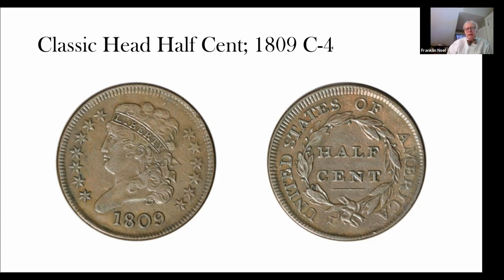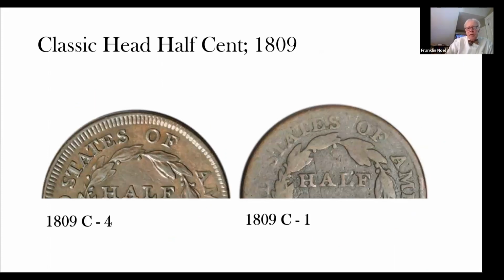If you find an 1809 half-cent where this high leaf does not extend past the end of the second letter S in the word states, you have found the scarce C1 variety. There are 4 other die varieties for a total of 6. None other than this C1 is scarce or rare.